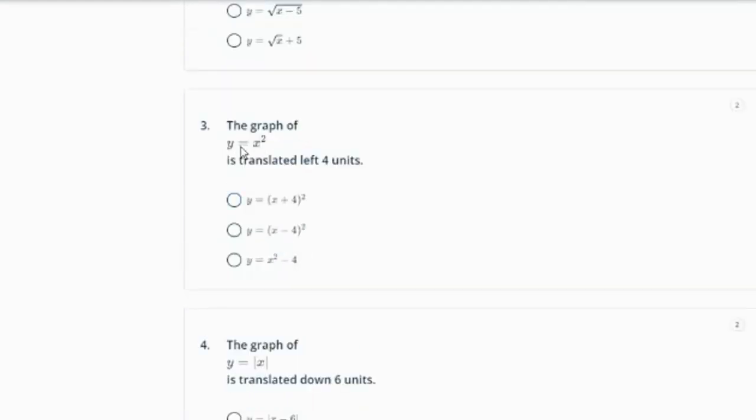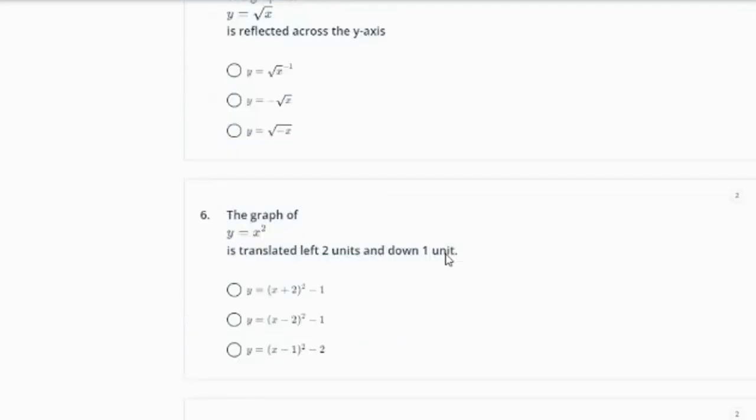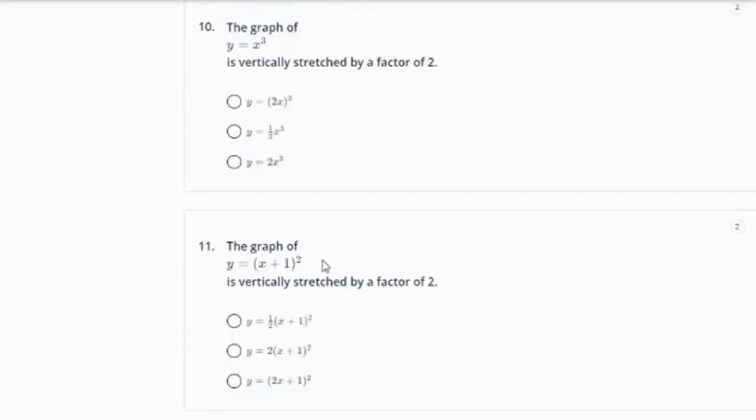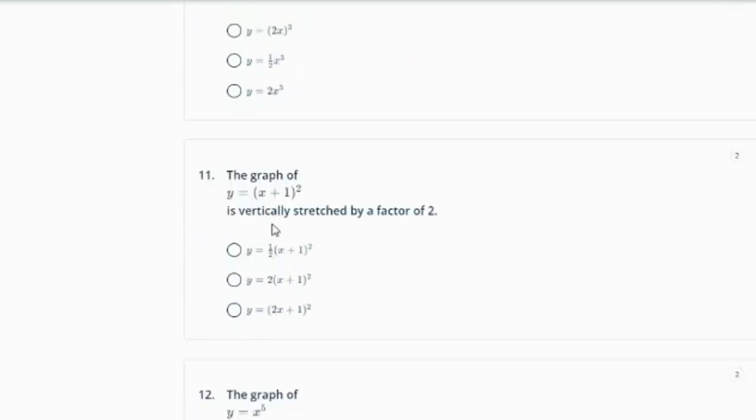You have the graph of y equals x squared, and you want to translate it left 4 units. Do you make it x plus 4 inside the parentheses? Do you make it x minus 4? Or do you put a -4 on the end? So you have 15 problems. It just gives you different functions to start with and wants to know which one of these would achieve, like, this vertically stretched by a factor of 2.